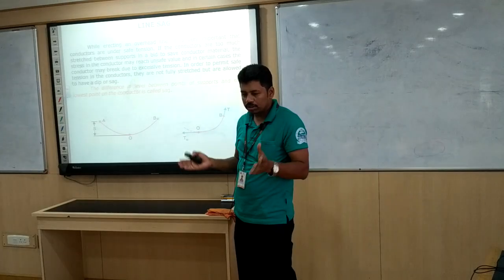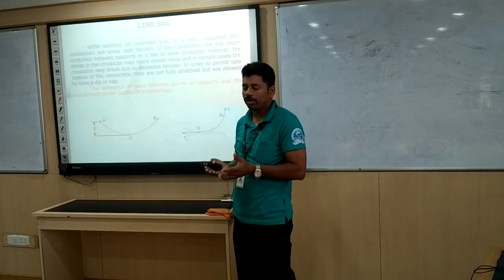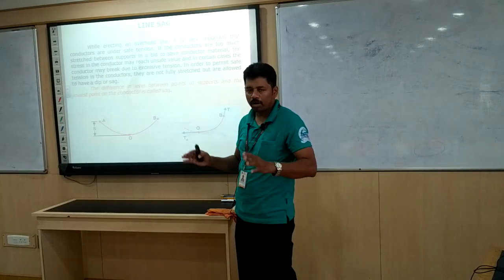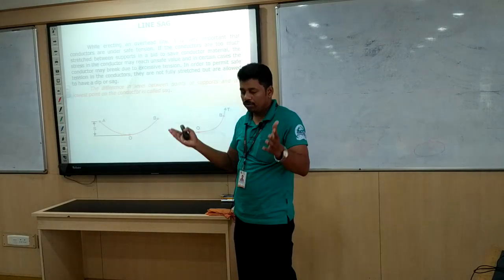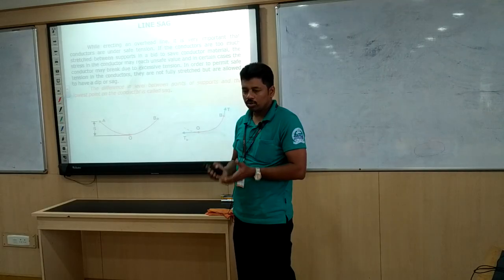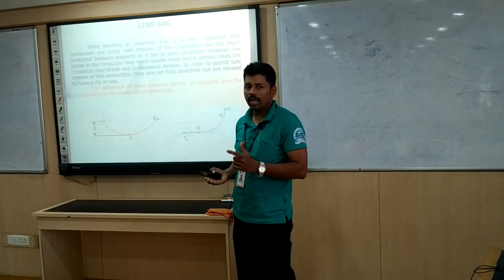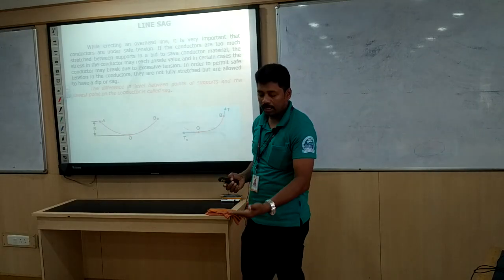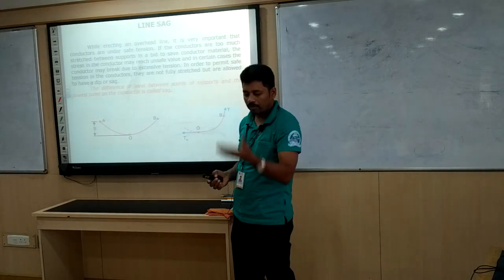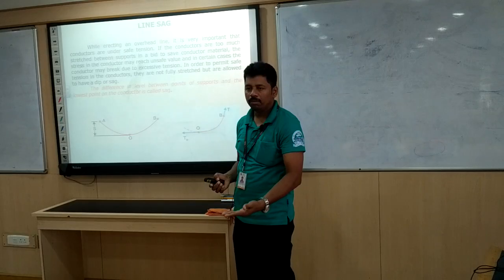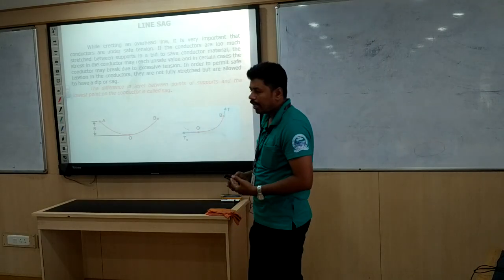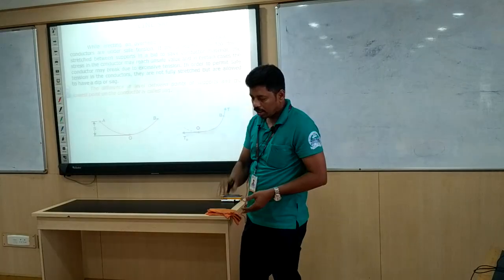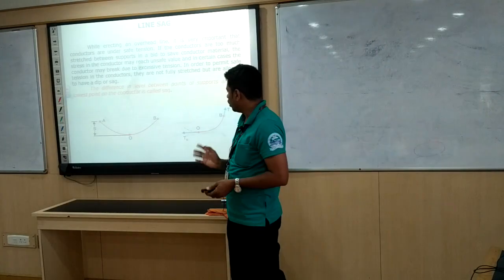And if you allow more SAG, suppose I want to keep it on the safer side and I am not worried about the cost of the material, the tension will be less. But at the same time, the distance between the lowest point of the conductor and the ground level may decrease. That also we have to take into account. There should be a minimum clearance between the lowest point of the conductor and the ground level.